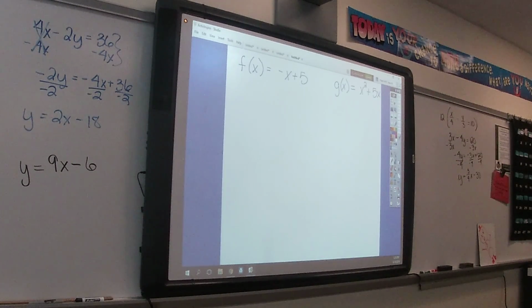They've already done trinomials where a does not equal 1. Yep. Trinomials where a does equal 1, and they've already done trinomials where a does not equal 1. Yeah, perfect, no problem.